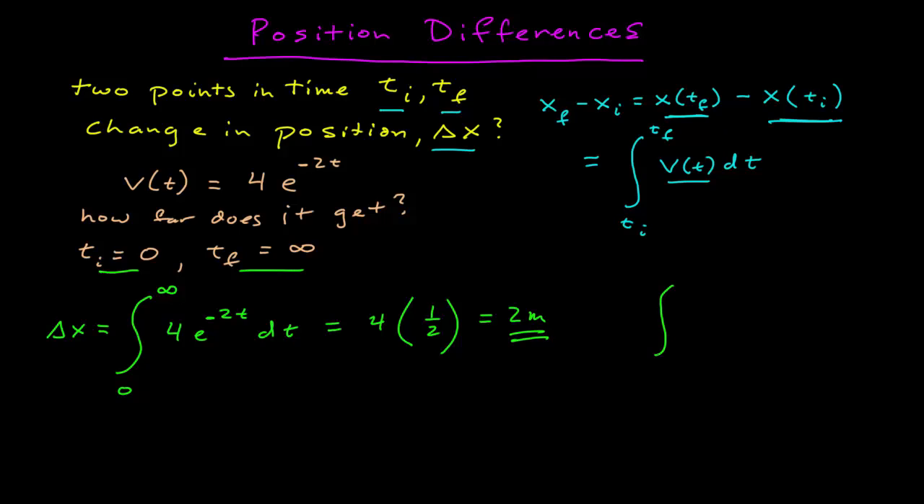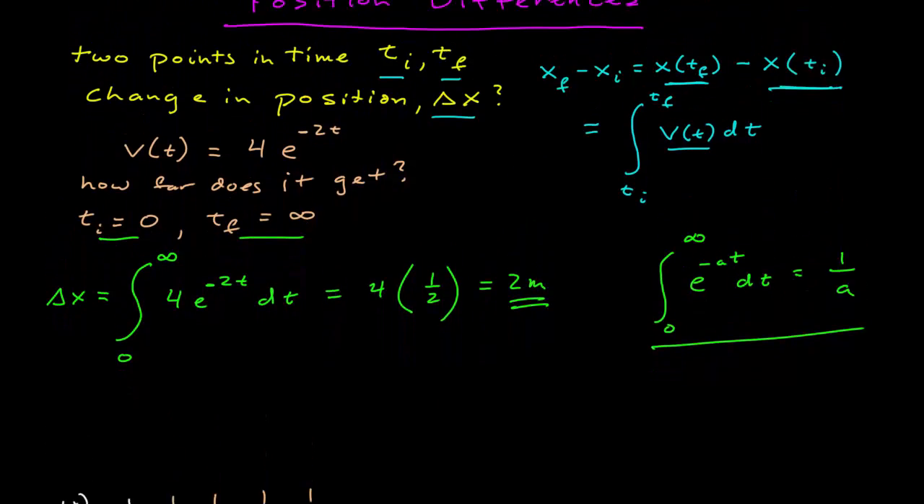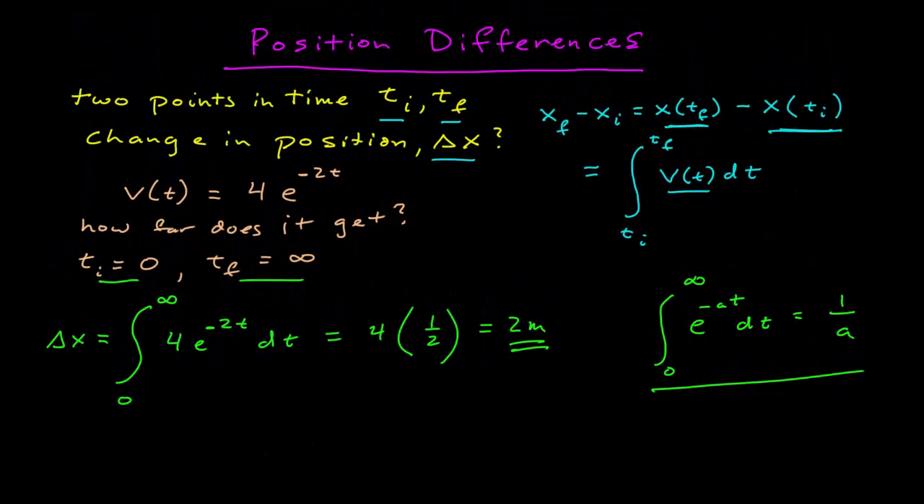The expression I'm using is that the definite integral of e to the minus at from 0 to infinity is just equal to 1 over a. If you don't remember what that is, it's a very handy expression to know. Interestingly, in this problem, the velocity never goes to 0.